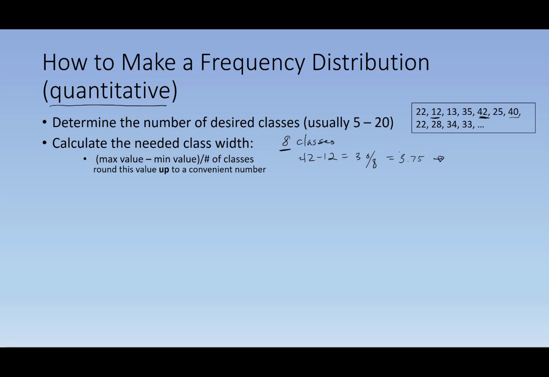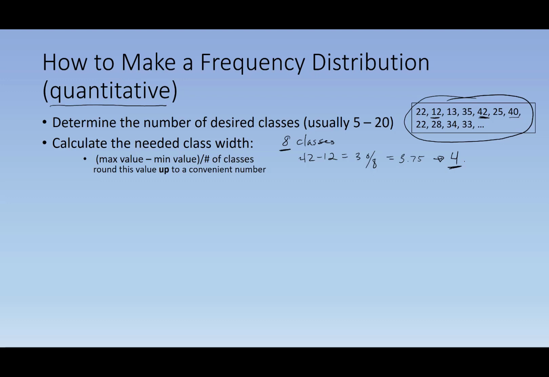I usually don't want to use decimals for my classes unless it's appropriate for the data set. So if my data set had decimals in it, it would make sense to use decimals for a class width. But since it looks like I have all whole numbers, I'm just going to round this up to the nearest whole number of 4. Now that is not the only possible class width you could have used.